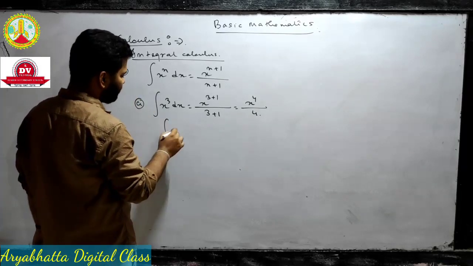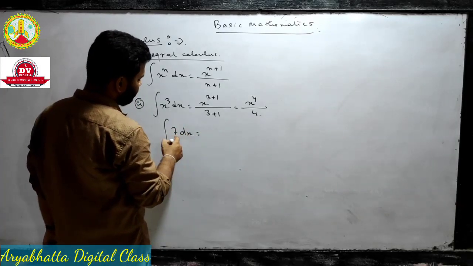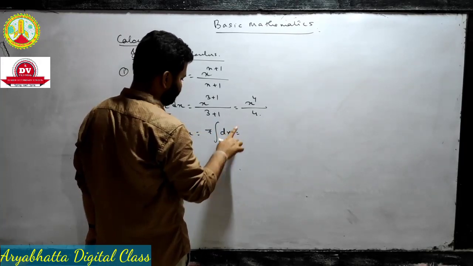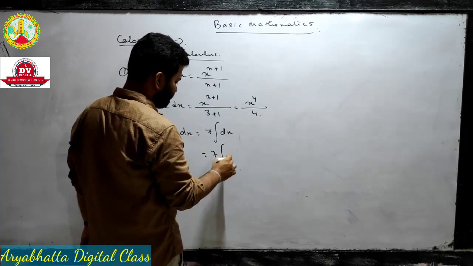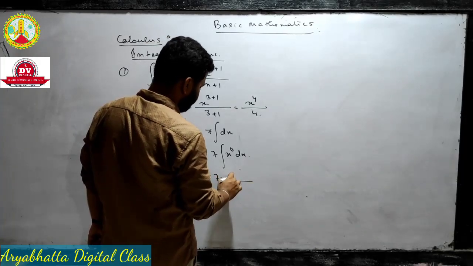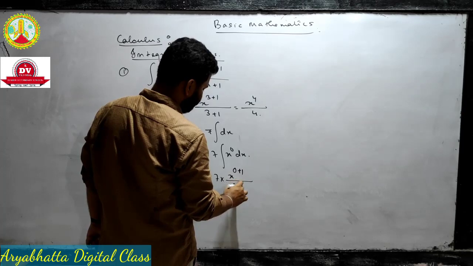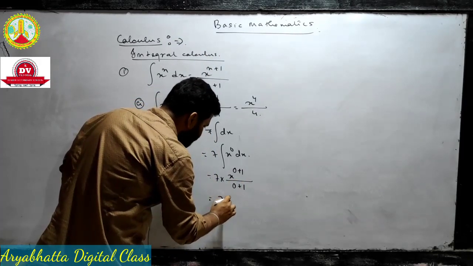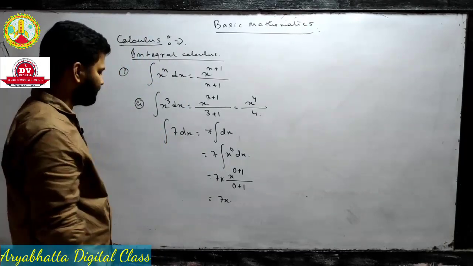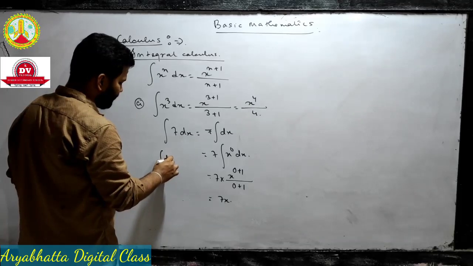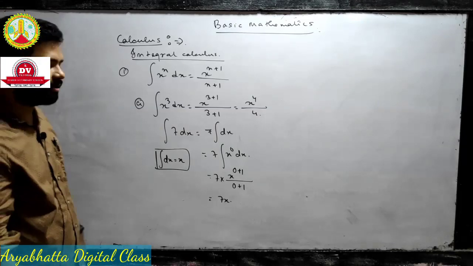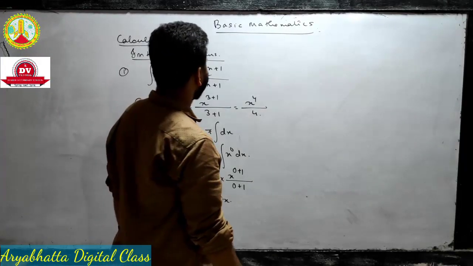What will happen if it is integration of 7 dx? Then bring the constant outside. Constant doesn't matter. What is integration of dx? We can write it as integration of x to the power 0 dx. So it will be 7 x to the power 0 plus 1 by 0 plus 1. So 7x. Okay. So you simply remember integration of dx equal to x. You need not do all this, it will take time. Next formula.